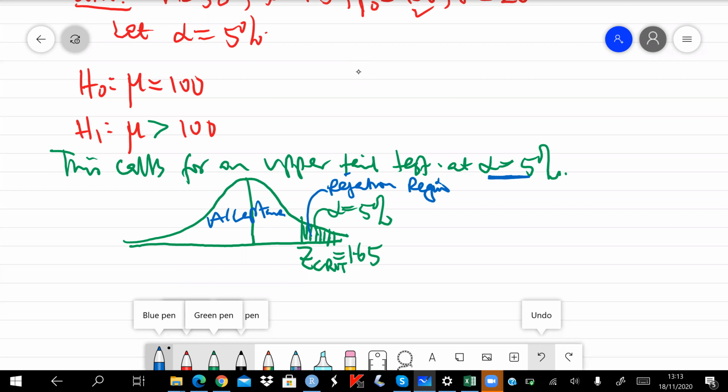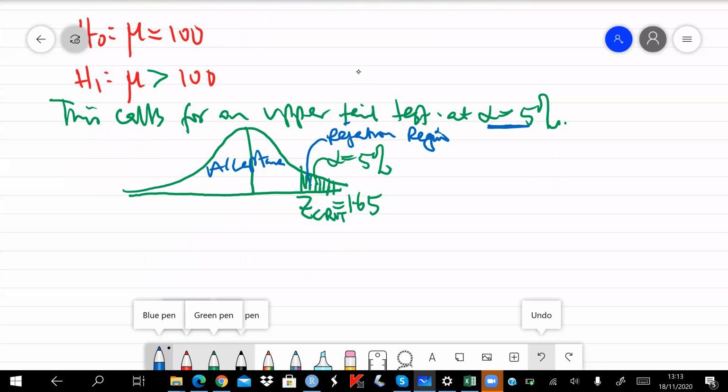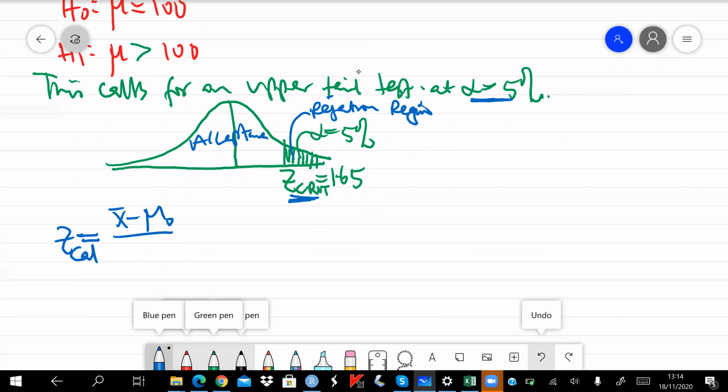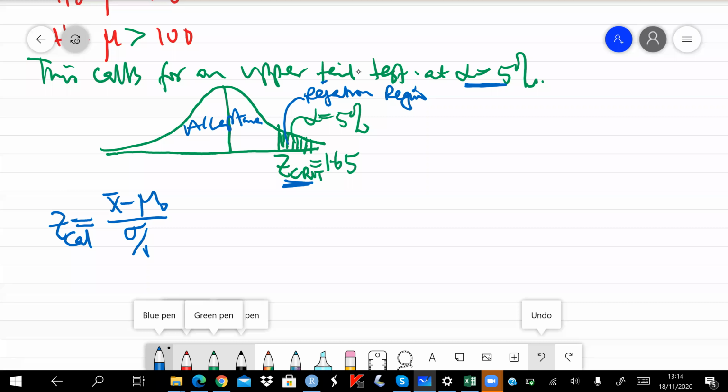Then step number 4, you obtain the standardized value of X bar. This will be given by Z, which we shall be calling Z calc to differentiate it from the other one. So there are two Z's, Z crit and Z calc. This will be given by X bar minus mu naught divided by the standard error, which is sigma over root n. In this case, we have X bar is 105 minus mu naught is 100, then sigma is 20 divided by square root of 50.